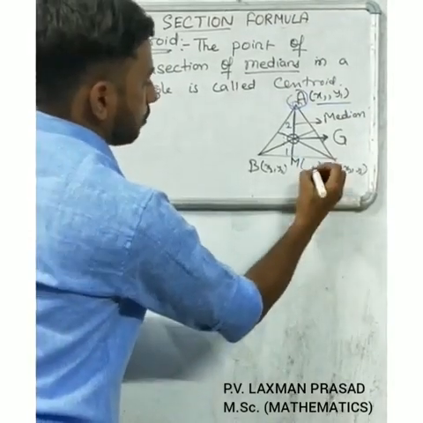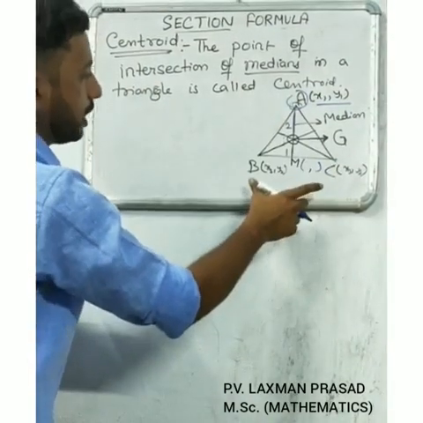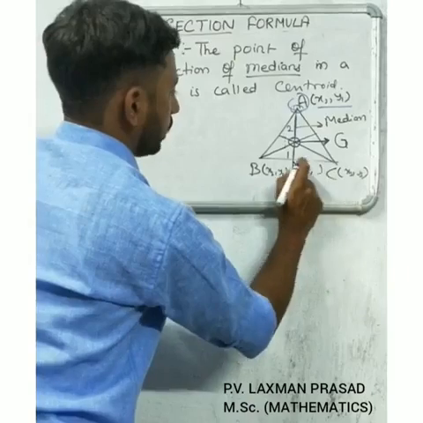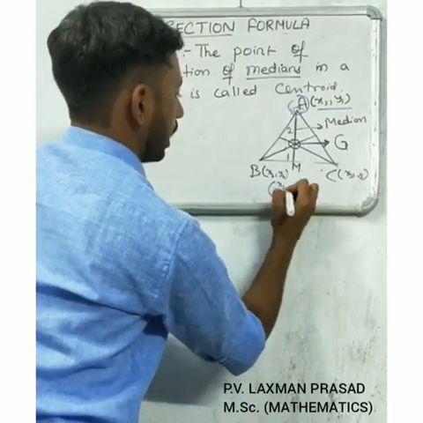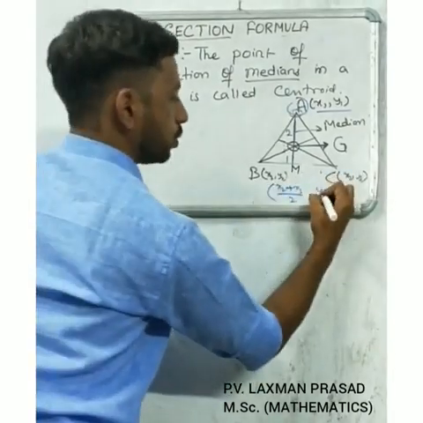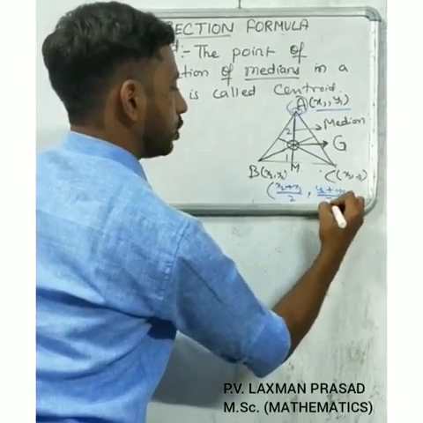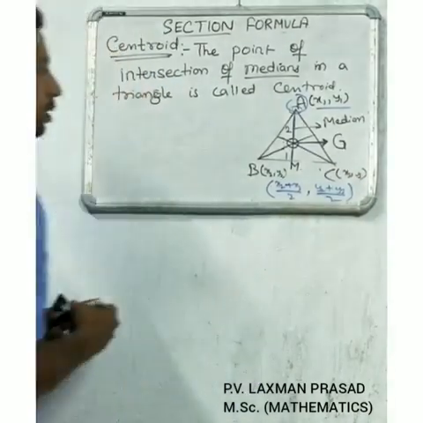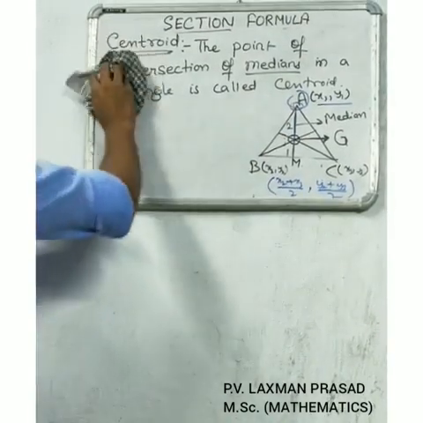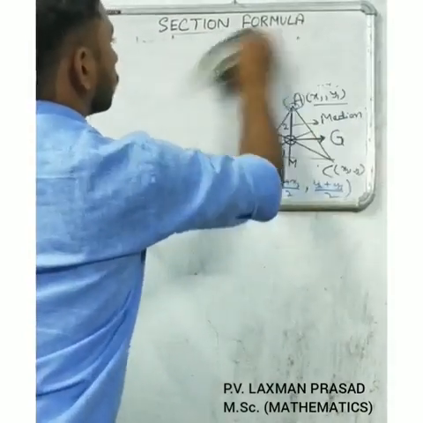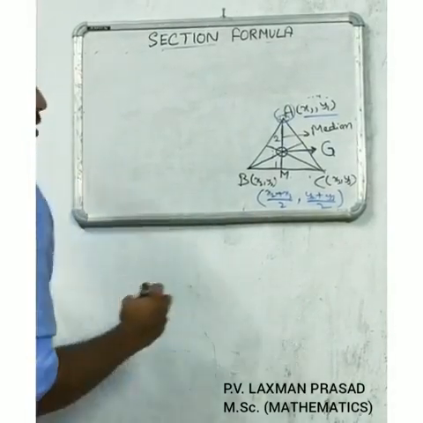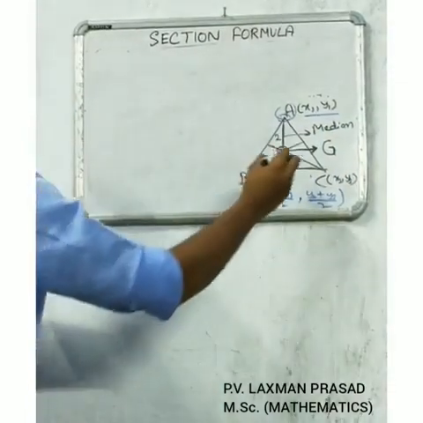What is the coordinate of M? By definition of median, M must be the midpoint of BC. So the coordinate of M must be ((x2 plus x3) by 2, (y2 plus y3) by 2). Okay. So now we will prove the formula for centroid. We will find the formula to find the centroid G.